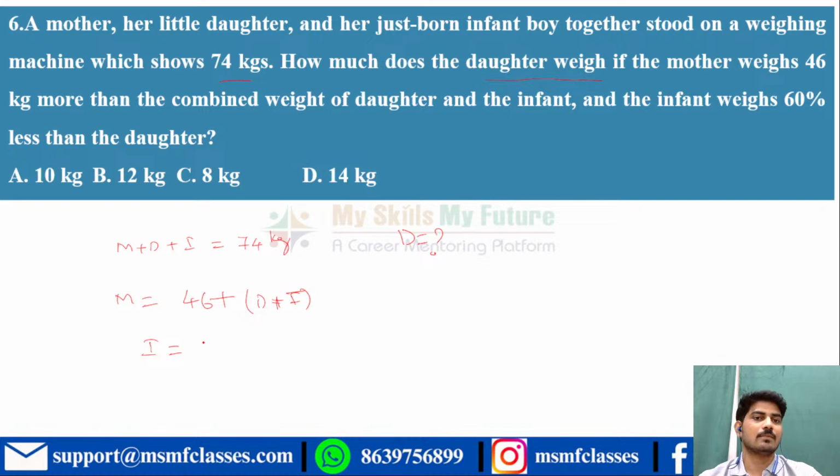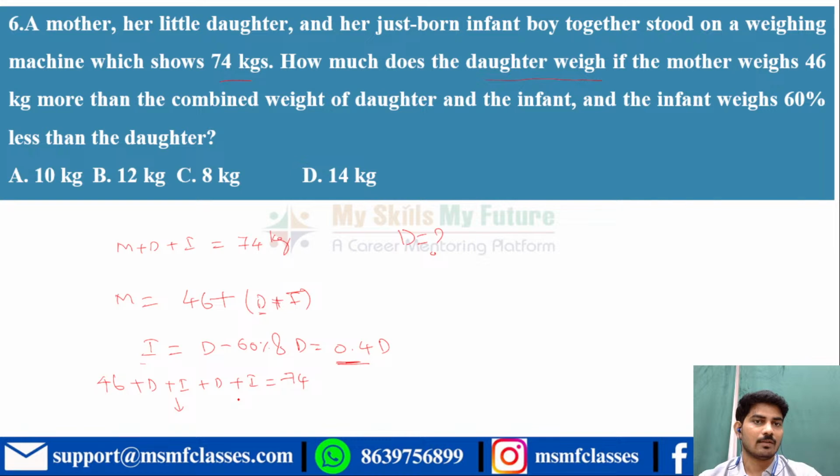Which means D minus 60 percent of D. So this will be 0.4 D. And if I substitute in the equation here, suppose the infant's value I am getting as 0.4 D, and we need to find the value of D here. So here the M value will be 46, plus D plus I, that is D plus I, will be equal to 74. And here the I value I am writing as 0.4 D.